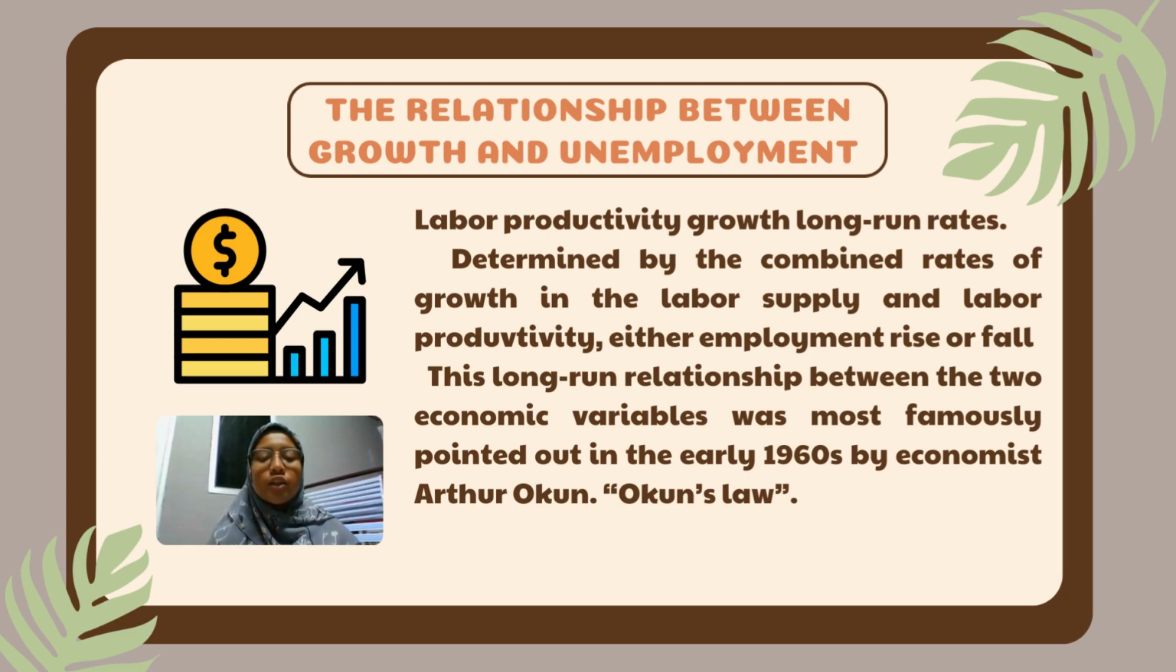In the short run, the relationship between economic growth and the unemployment rate may be a loose one. It is not unusual for the employment rate to show a sustained decline sometime after other broad measures of economic activity have turned positive. Hence, it is commonly referred to as a lagging economic indicator, determined by the combined rates of growth in the labor supply and labor productivity. Whether employment rates rise or fall, this long-run relationship between the two economic variables was most famously pointed out in the early 1960s by the economist Arthur Okun, known as Okun's law.